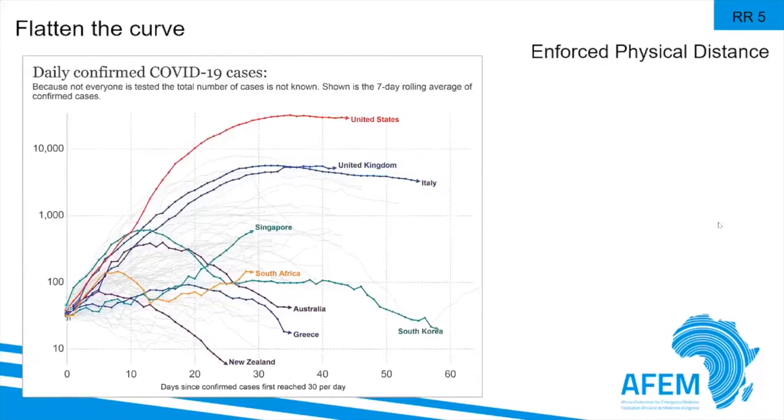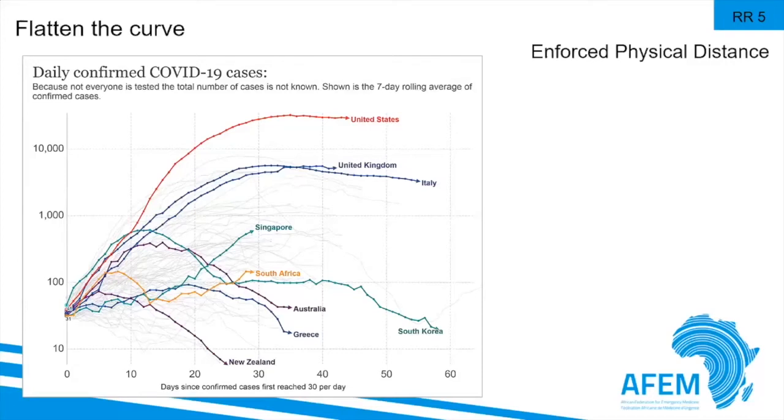The easiest way to get control of the reproduction number is what I like to term enforced physical distance. And it's something that most countries at some point have done with varying degrees of effect. But there's no doubt that in terms of dropping the reproduction number, enforced physical distancing, lockdowns, stay-at-home orders, closure of business, stopping public transport, closing schools is the quickest way to get control.